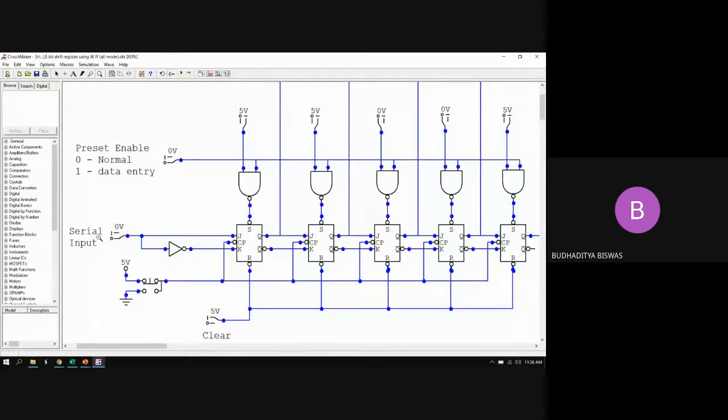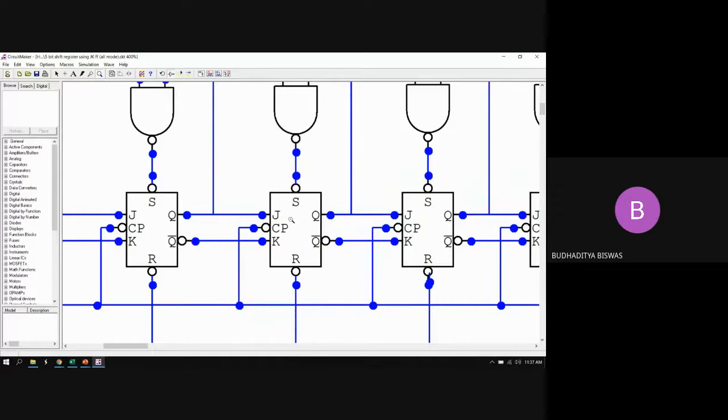Whatever you are giving here as serial input is directly connected to the first J input, and it is inverted and connected to the first K input, and all the other flip-flops get the input from the previous flip-flop output. That means this is the second flip-flop. In the second flip-flop, you see J is connected to the previous flip-flop Q and K is connected to the previous flip-flop Q bar. So that's why I said that all the other flip-flops except the first one get their inputs from the previous flip-flop output. Clear?